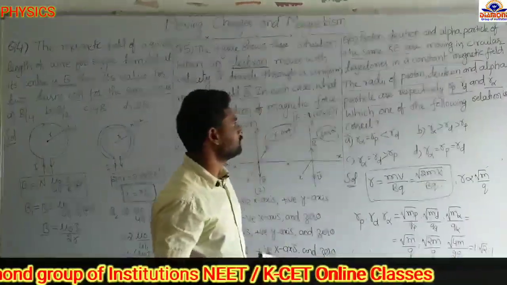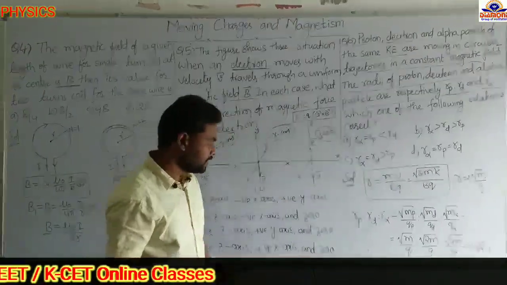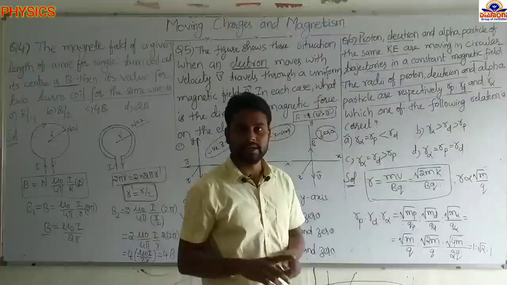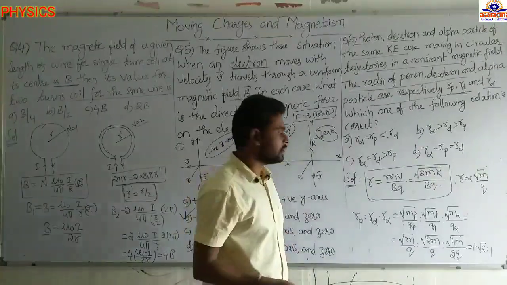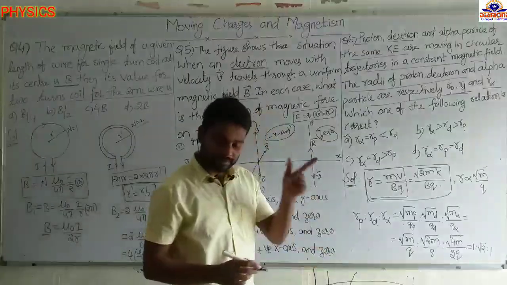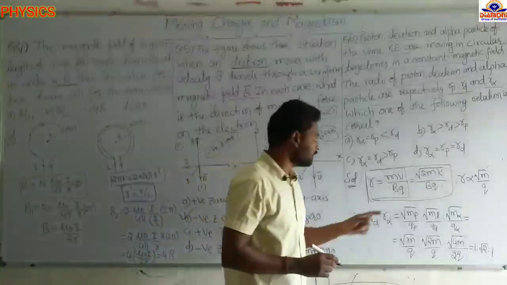Which of the following relations is correct, they are asking. If a particle is moving in a circular trajectory in a uniform magnetic field, the radius formula is R equal to mv by bq. Already we know this formula. From the dual nature, one more also there.